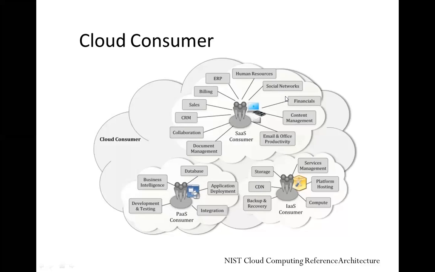If you as a consumer want to take the services, you have to see whether you want the services of the IaaS consumer, PaaS consumer, or SaaS consumer. It may be ERP, billing, sales, CRM, collaboration, document management, email and office productivity, content management, financial, social networks, human resources. Or it can be a database, application deployment, business intelligence, development and testing, integration. So for IaaS, you can see compute, platform hosting, service management, storage, CDN, backup and recovery.